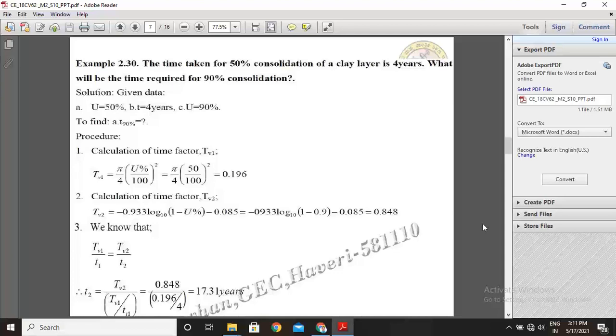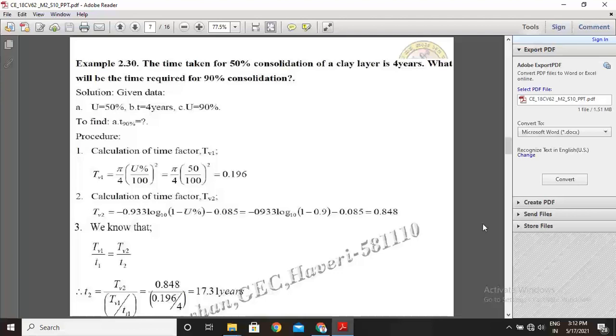Next problem. The time taken for 50% consolidation of a clay layer is 4 years. What will be the time required for 90% consolidation? This is also a similar problem. Okay. Solution. Given data.